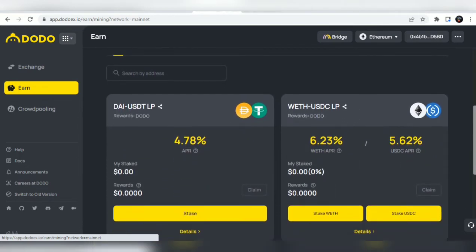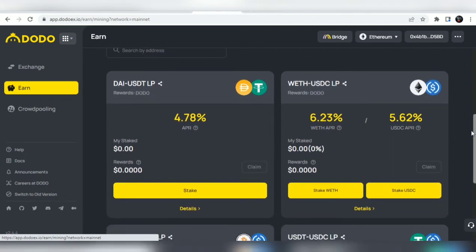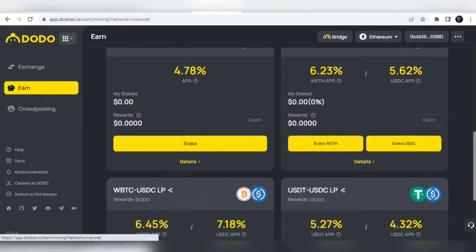It's called mining here. On the DAI USDT LP, you can stake your LP tokens and earn an APR of 4.78% being paid in DODO. Adding the wrapped ETH and USDC LP gives you 6.23% APR paid in DODO, representing wrapped ETH and USDC. The rest can be found here.